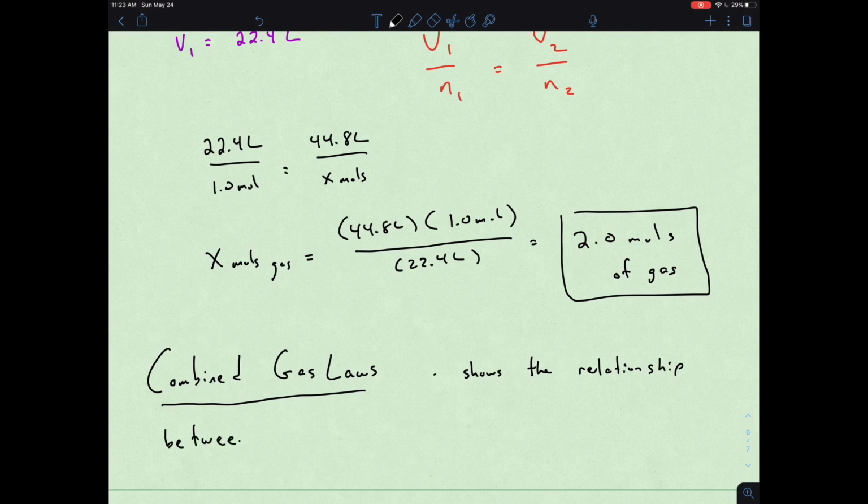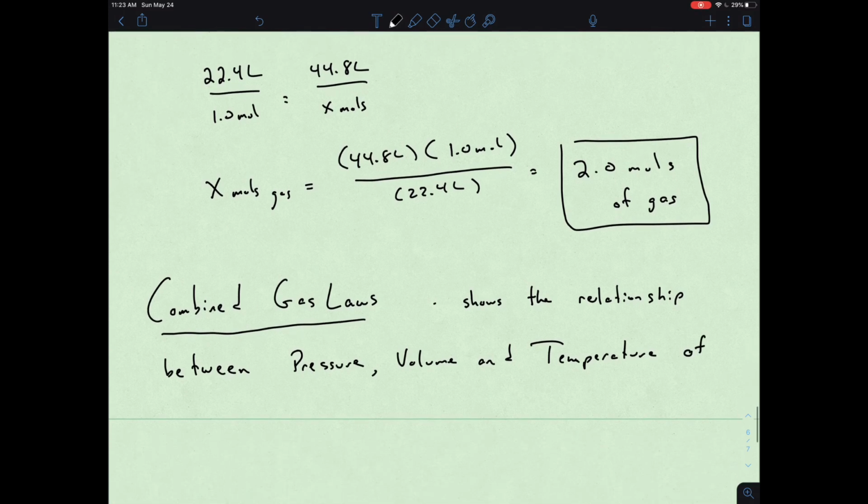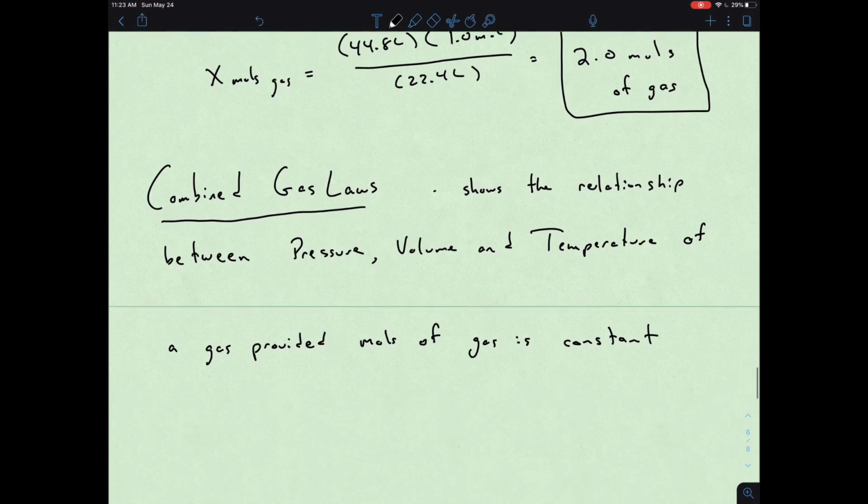It shows the relationship between pressure, volume, and temperature of a gas, provided moles of gas is constant. So we still have that notion of something being constant. And it's really, like the name implies, a combination.